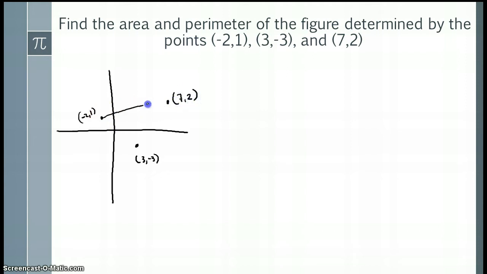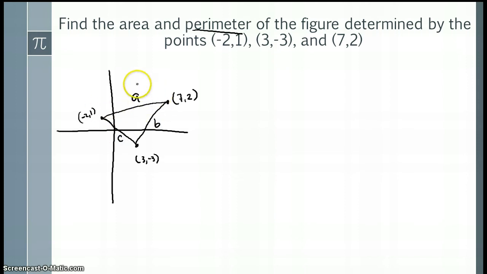And now if I look at what shape I formed, I should realize that I have a triangle. So let's start by finding the perimeter, because that's just going to require us to use our distance formula, right? So if I want to use my distance formula, I'm going to have to find, I'm going to call them A, B, and C for now because it makes it a little bit easier to talk about.